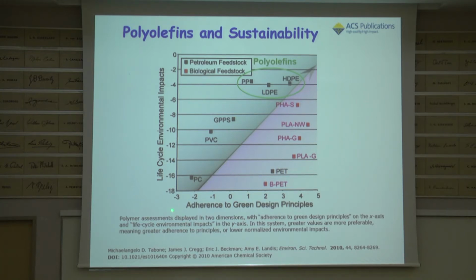This is a life cycle environmental impact axis, and this is adherence to green design principles. Now, we all know and like these bio-derived polymers, but in fact, you need a lot of water to grow the plants. You need fertilizer, you need tractors, you need a whole bunch of things which are quite demanding, especially if that land area is competing with food-producing area. And so these are some of the green polymers that we all know and love.